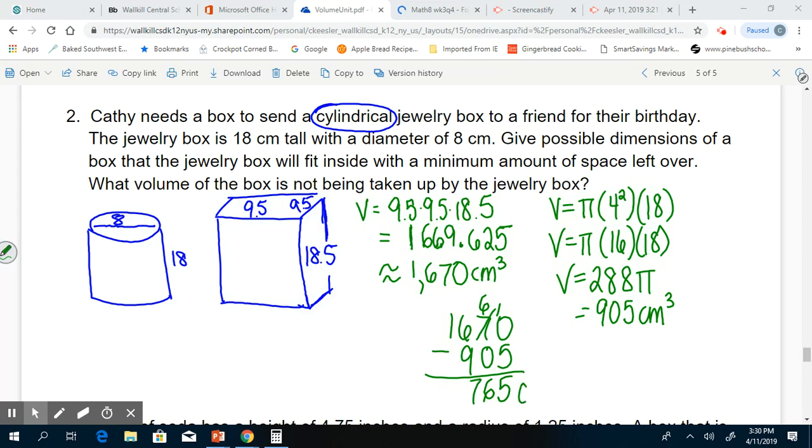So it's 765 centimeters cubed volume is not taken up by the cylindrical jewelry box when we put it inside of the rectangular box and ship it to our friend. All right, so again, there's a lot of work involved with that. It's always important to make sure you're reading all of it and that you don't miss a step. All right, let's go on to number three.